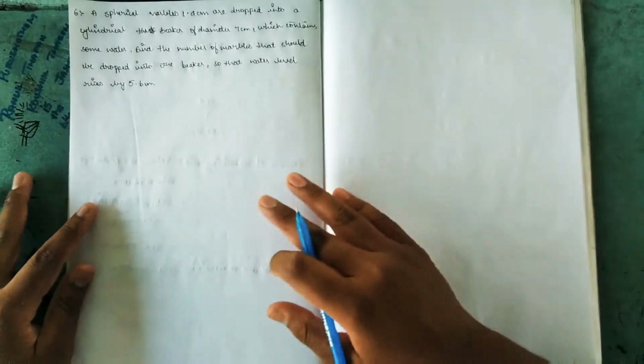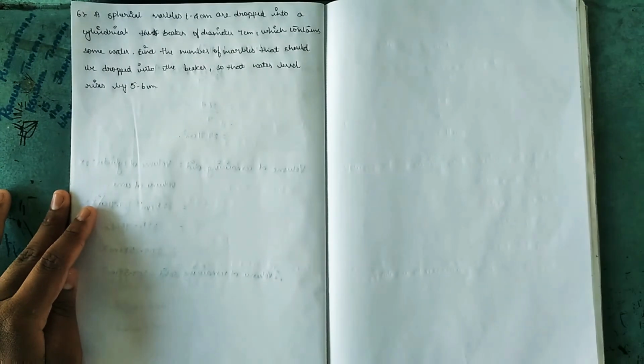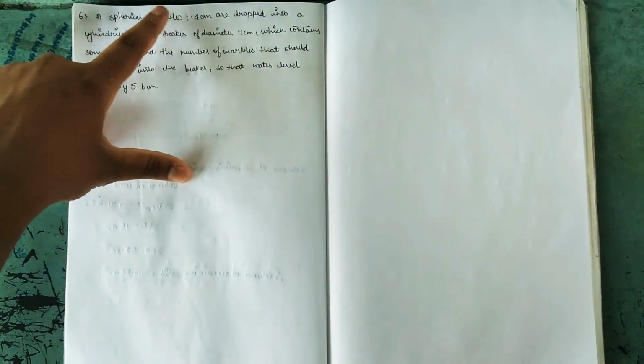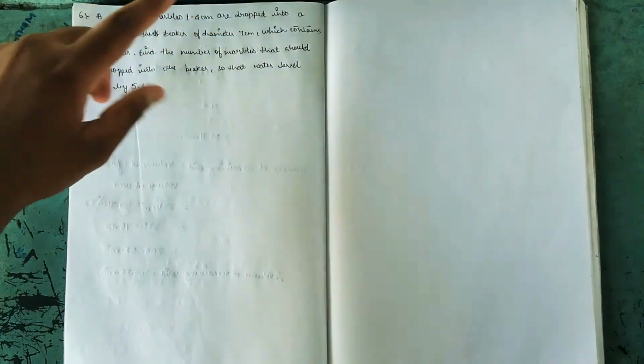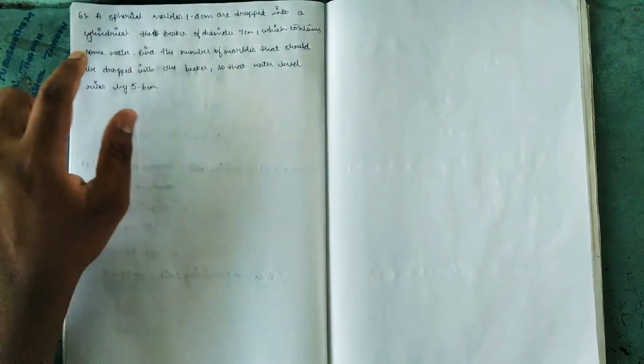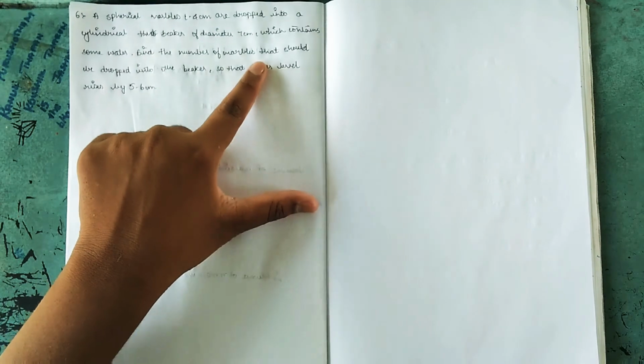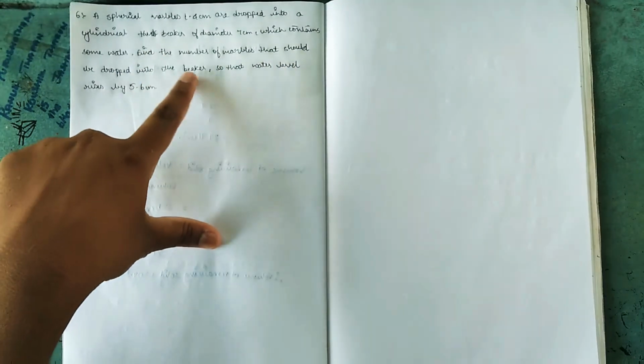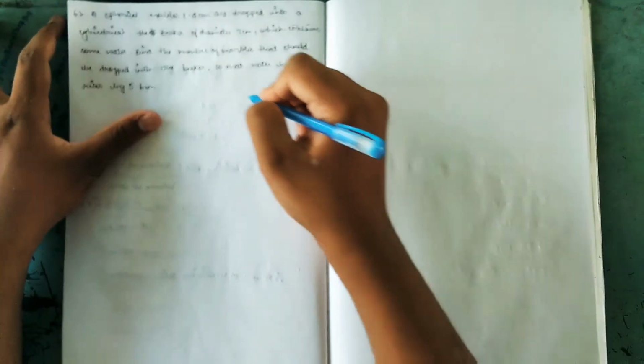So now we'll see the sixth problem. The sixth problem is: spherical marbles of diameter 1.4 centimeters are dropped into a cylindrical beaker of diameter 7 centimeters which contains some water. Find the number of marbles that should be dropped into the beaker so that the water level rises by 5.6 centimeters. So here they have given that there is a beaker.